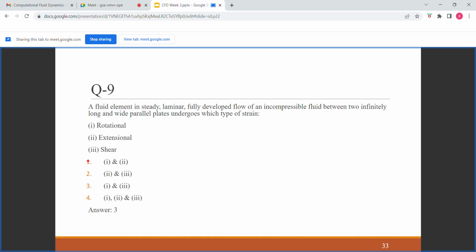So in the options it is given that 1 and 2, 2 is false, so it is not true. 2 and 3, here also 2 is false. 1 and 3, this is correct. So the answer is option 3. In option 4, it is given that 1, 2 and 3, whereas 2 is false.